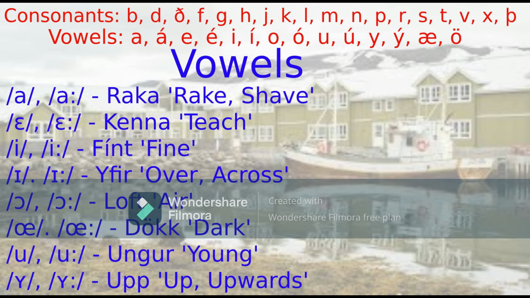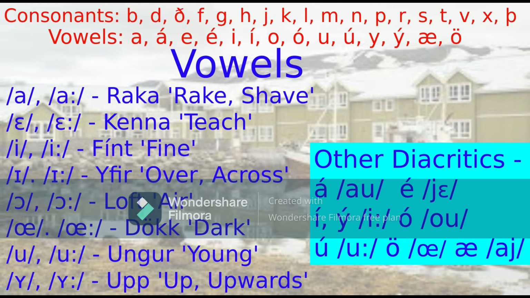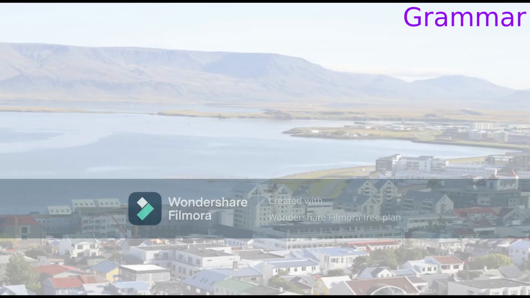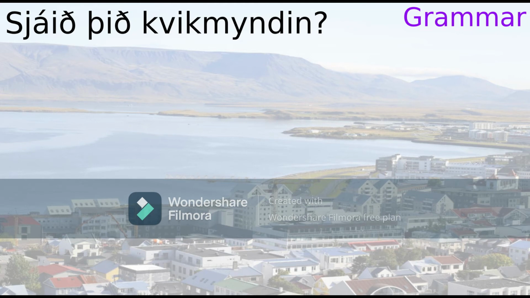And another note, other diacritics are used, most of them containing the acute accent. Now let's take a look at a few sentences and see how Icelandic works. This means, did you see the movie? In the present tense. Sjáuð þið kvikmyndina? Word for word, it's see, you, plural, movie or film, the.